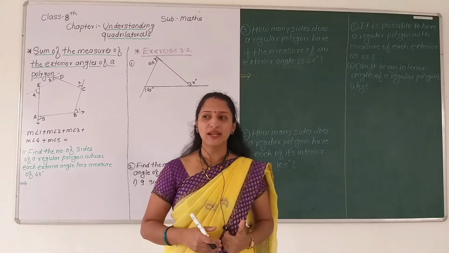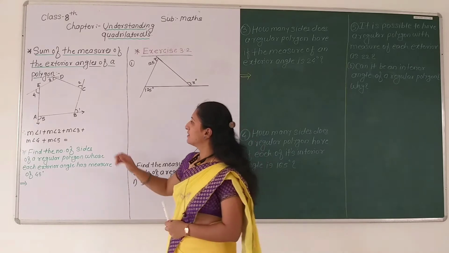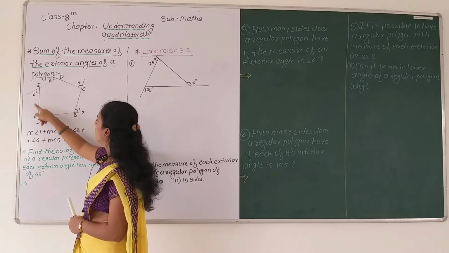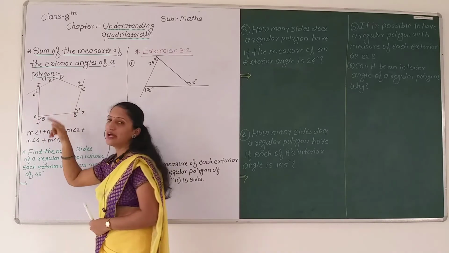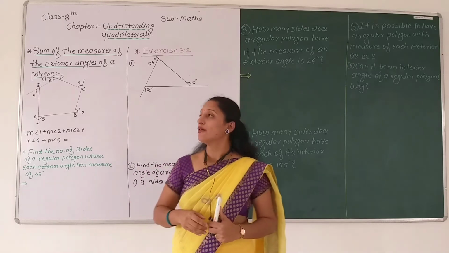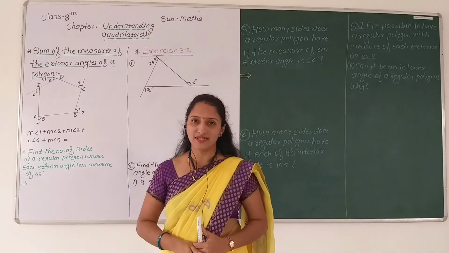Now all of you know that polygon. So what is exterior angle? Look at this figure. Measure angle 1, 2, 3, 4 and 5. These angles are called as exterior angles of polygon. Now we have to calculate the sum of exterior angles.